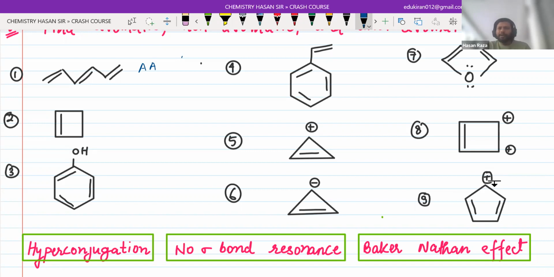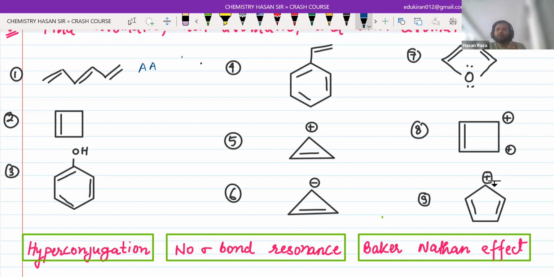As you have already studied, to check the aromaticity of any compound, you have four conditions. The first one is it should be cyclic. The second one is it should be planar. The third one is the pi electrons should be in complete conjugation of the ring. And the fourth one is Huckel rule. If you get 4n plus 2 pi electrons, you will get an aromatic compound. And if you get 4n pi electrons, that means multiples of 4, then it is anti-aromatic.